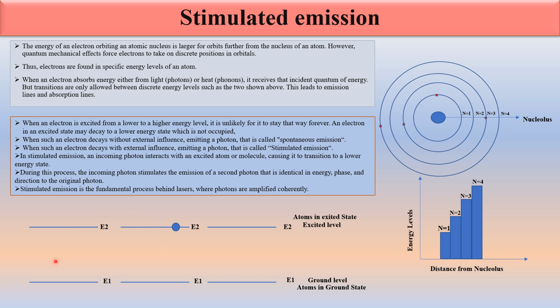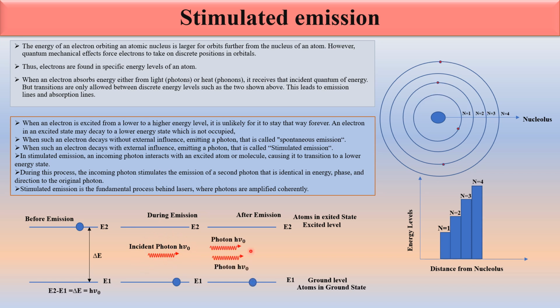So when an electron in the higher energy level interacts with an incident photon, it will generate a photon which is identical to the incident photon in terms of frequency, direction, and energy. So these emitted photons can give amplification, and this is called stimulated emission. It means when the electron in the higher energy level is stimulated or triggered by an incoming incident photon to move from the higher energy level to the lower energy level, this is called stimulated emission.